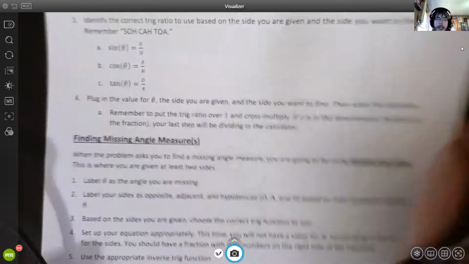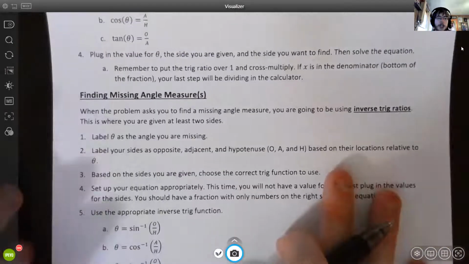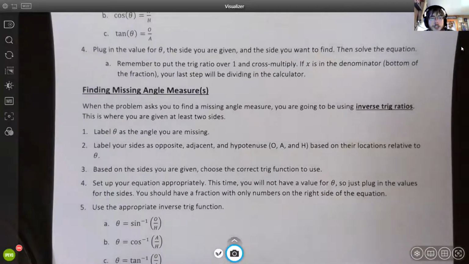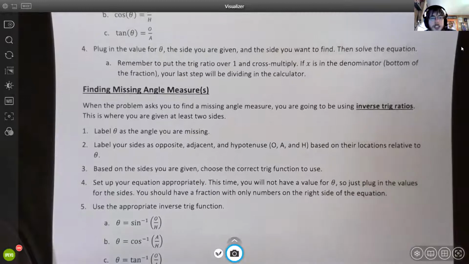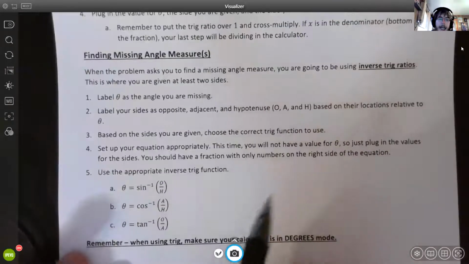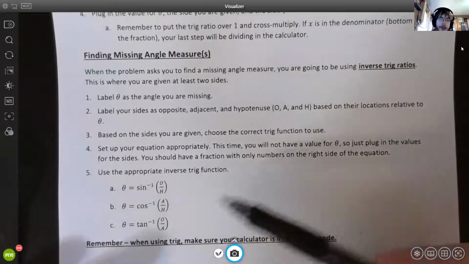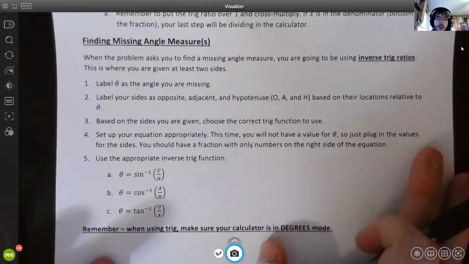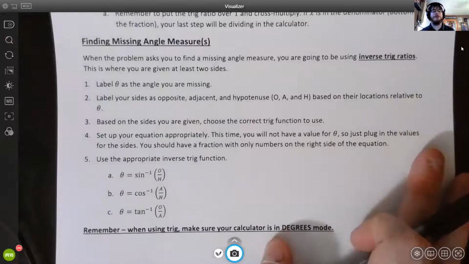And then finally, if you want to find missing angle measures, if it asks you to find a missing angle, you are going to be using trig. So you're going to label theta as the angle you're missing, label your sides as O, H, and A, and then choose the correct trig function. And since you're trying to find an angle instead of the side, this is where you use the inverse trig functions. And as always, remember, when using trig, make sure your calculator is in degree mode.